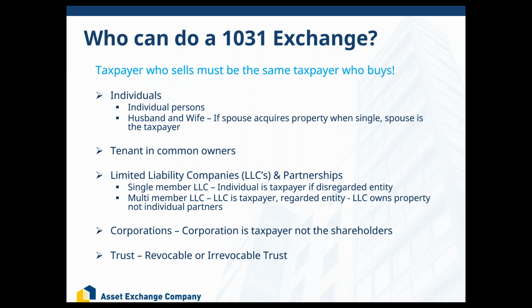Now, sometimes we even see this with LLCs. Let's say somebody wants to buy 1234 Main Street, an investment property. What do they do? They go out and create 1234 Main Street LLC. That's going to be a disregarded entity, meaning they're not going to file a separate tax return for 1234 Main Street LLC. Anything to do with that LLC, they're just going to put on their personal taxes. Well, they can do that.